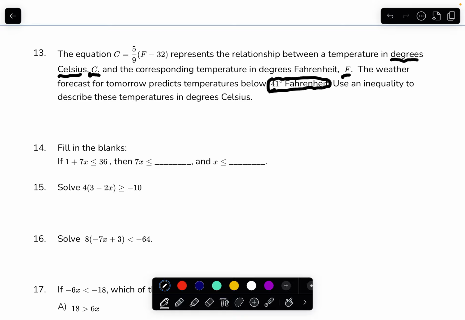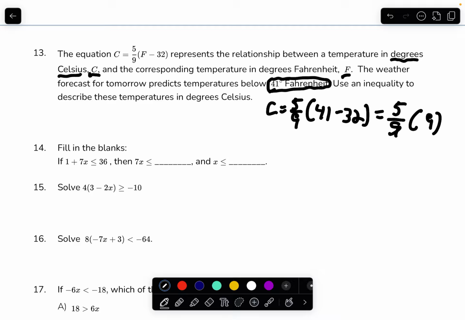Use an inequality to describe these temperatures in degrees Celsius. Well, all you've got to do is change Fahrenheit into Celsius. So let's do that. C equals 5/9 times (41 minus 32). 41 minus 32 happens to be 9. So the 9s divide out, and degrees Celsius is 5.